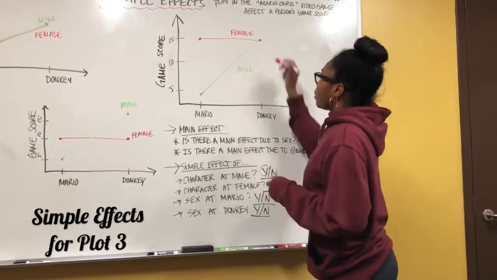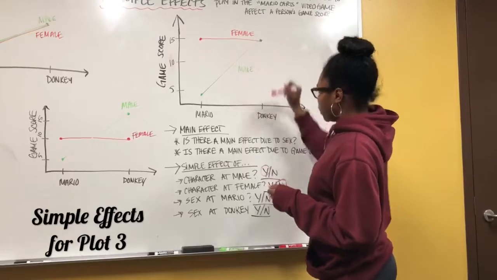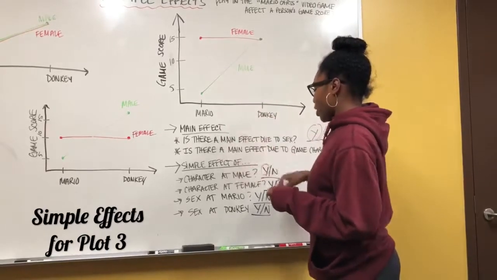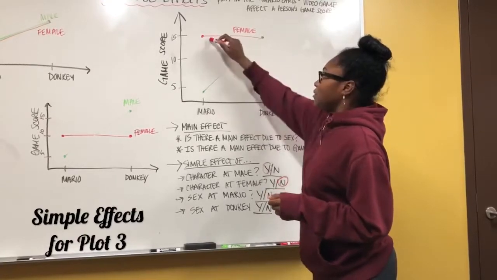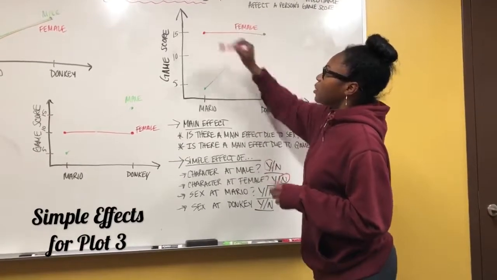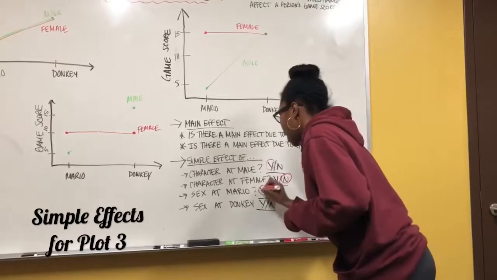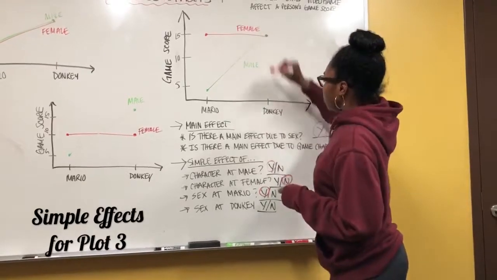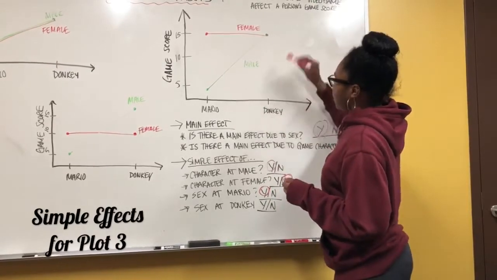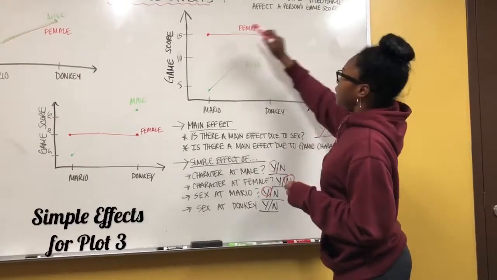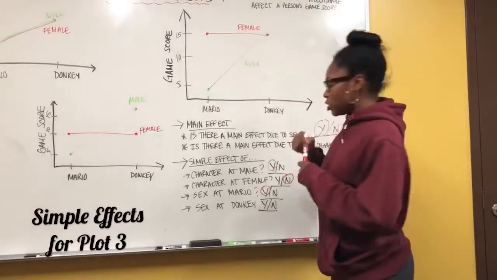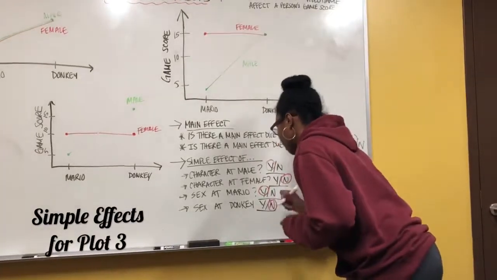And we're only going to pay attention to Mario. Sex at Mario, there is a simple effect because male tends to score less than female, since this one's at 5 and female's at 15. So we're going to put yes. And for sex at Donkey, we're only going to pay attention to the time they chose Donkey. And there is not a simple effect because it's the same. So we're going to put no, there isn't a simple effect.